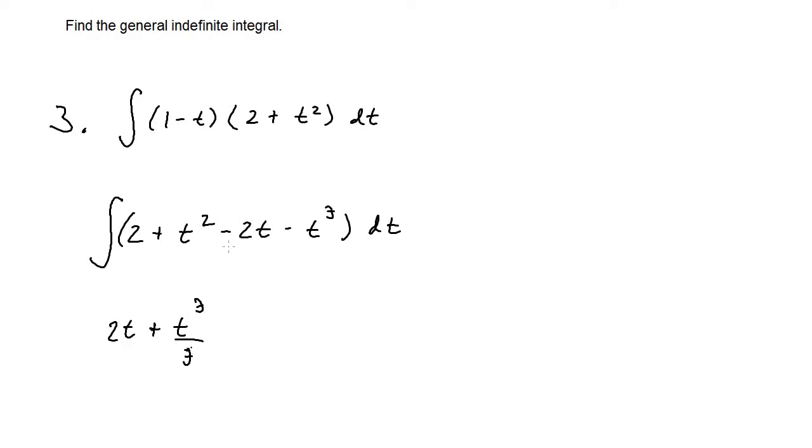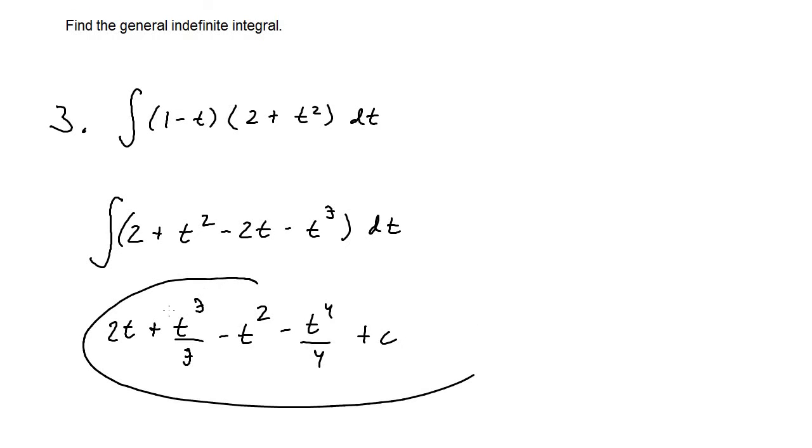And then we have the integral of negative 2t, which is going to be negative 2t squared over 2, or negative t squared. And then we have the integral of negative t cubed, which is negative t to the 4th over 4. And then since this is an indefinite integral, we add the plus c, and that's the final answer.